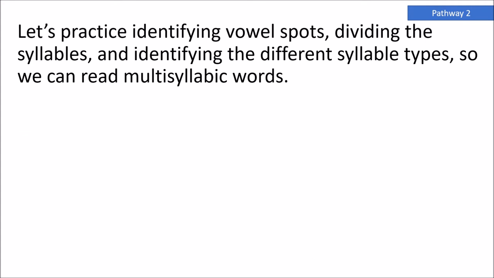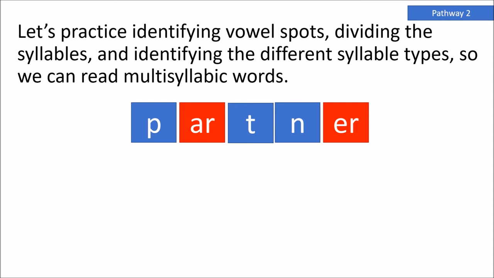Let's practice identifying vowel spots, dividing the syllables, and identifying the different syllable types so we can read multisyllabic words. In this first word, I can see that there are two vowel spots, the AR and the ER. Both of them are R-controlled vowels. I know that the number of syllables that a word has is based on the number of vowel spots. So because there are two vowel spots, there are two syllables in this word.